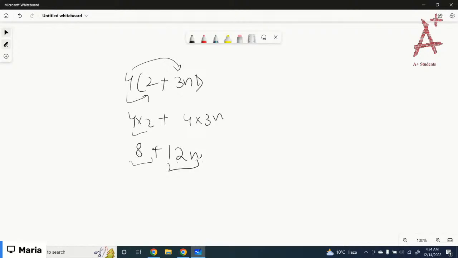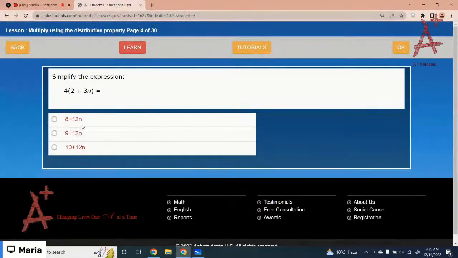Got it? So just select the correct option, then click on the OK button.